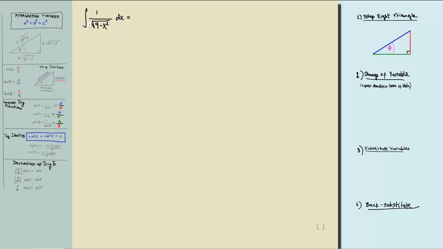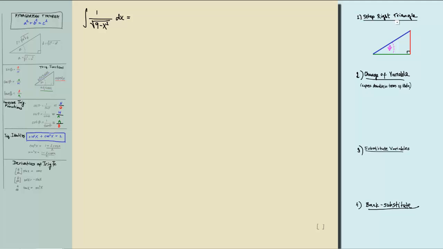Anytime you see a square root, that should tip you off that there's something there that has to do with the right triangle. So to help us here, I have on the left side the Pythagorean theorem, trig functions, inverse trig functions, trig identities, and derivatives of trig functions. And on the right side, I have a little algorithm that gives us the procedure of what to do.